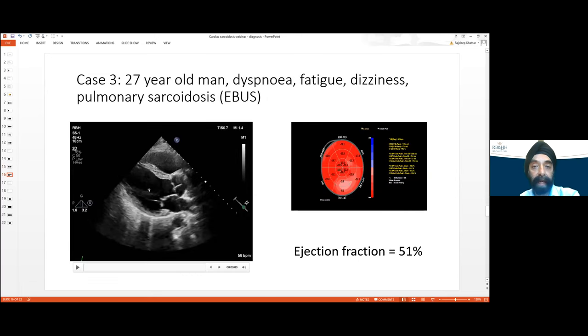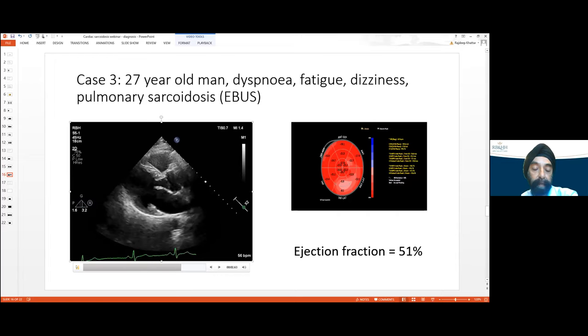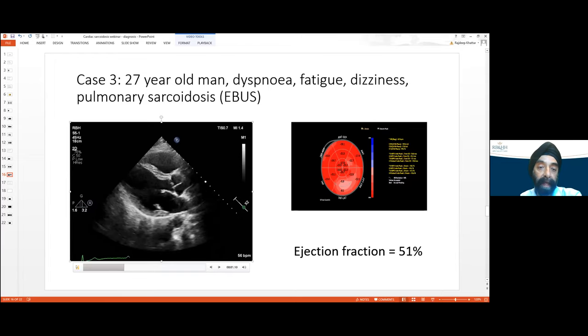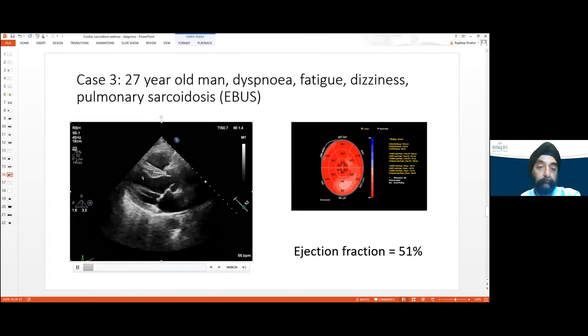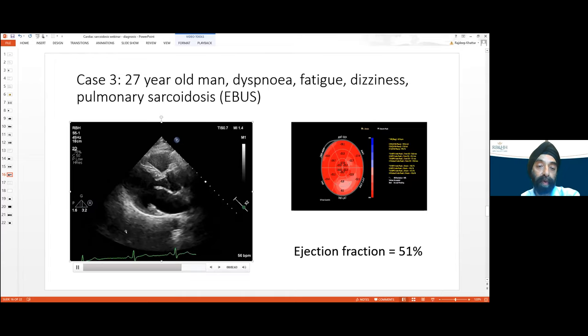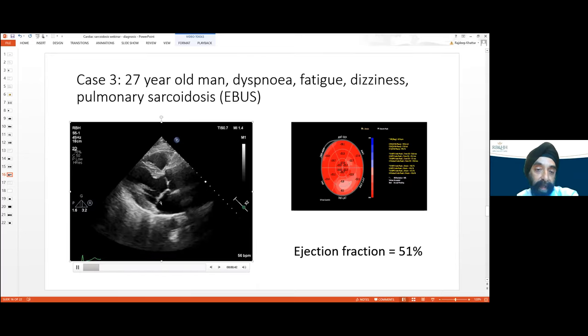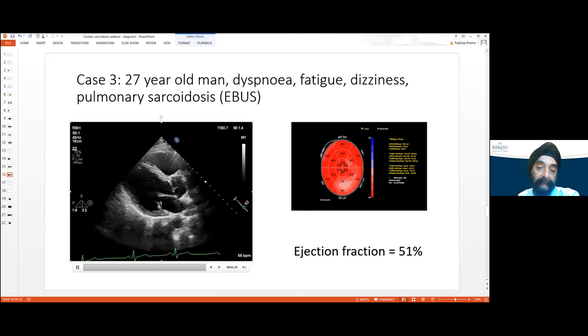And then finally, a 27-year-old man with shortness of breath, fatigue, and dizziness had confirmed extracardiac sarcoidosis with lung involvement. Because of the dyspnea and dizziness, the patient was referred for an echocardiogram on the basis that there may be cardiac involvement. And this is a little bit subtle, but the inferior wall here, the infralateral wall, is sluggish in contraction and thinner than the septum. I think people not so involved with cardiac sarcoidosis patients who do echocardiography may regard that as normal, but in this setting, it's highly suspicious.